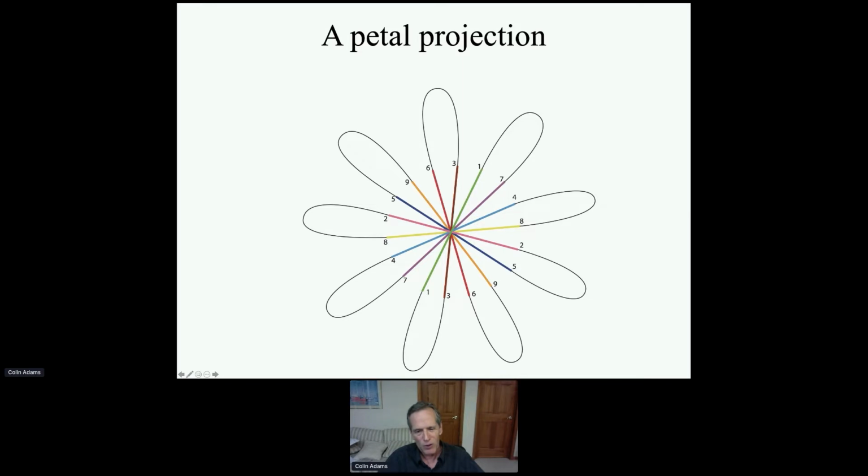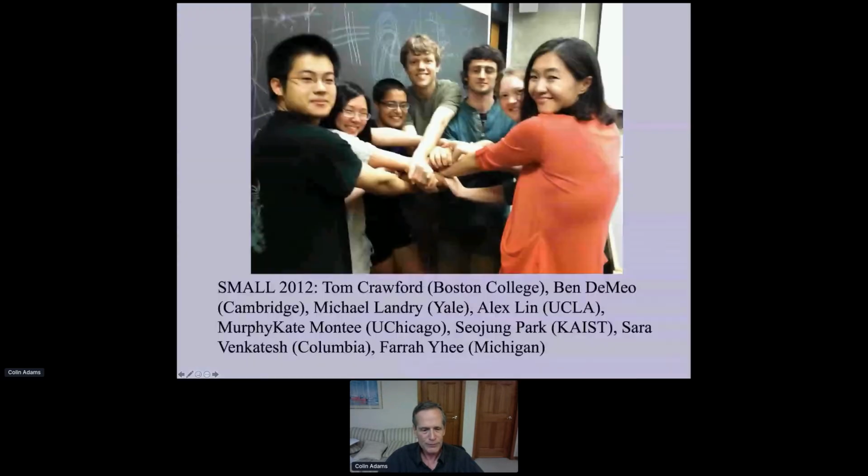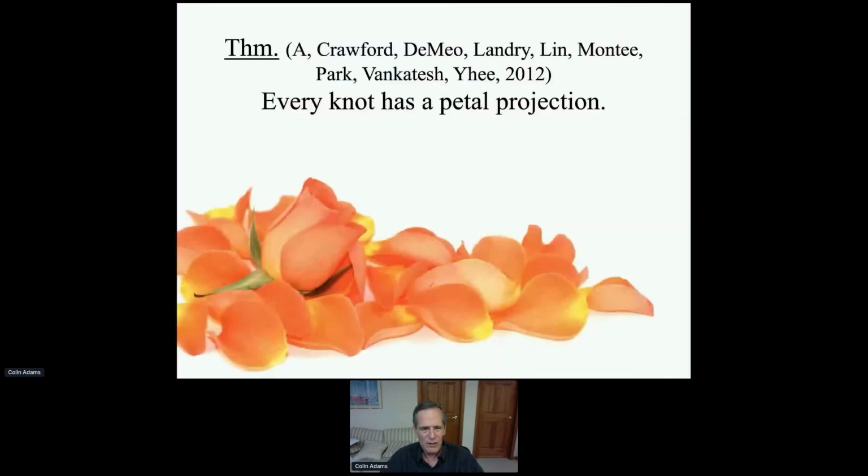The numbers on these strands correspond to the height they're passing through the single central axis. And this is Smale 2012. This is where these students went to graduate school. I think at this point, all of them are actually finished. And very strong group also. And together with me and Tom Crawford, who wasn't in that picture, we proved every knot has a petal projection.